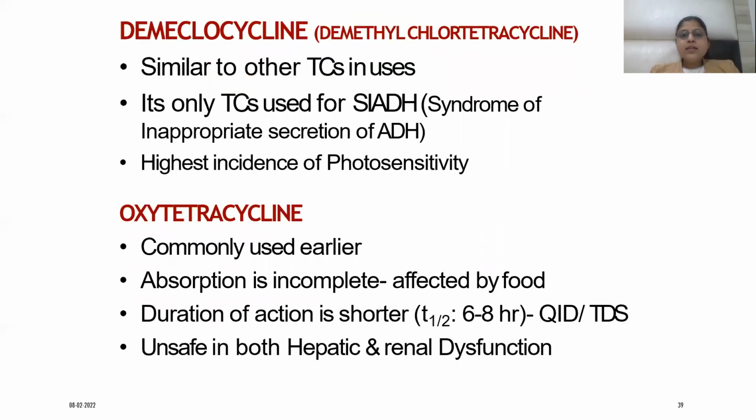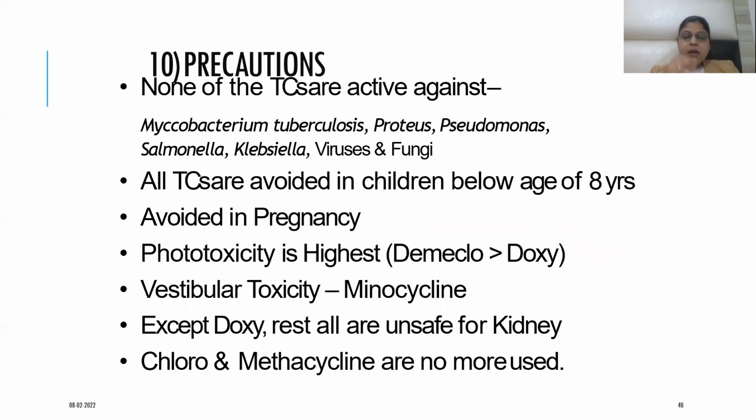Demeclocycline is similar to other tetracyclines, but it can be used in syndrome of inappropriate ADH secretion because it inhibits the release of ADH from the hypothalamus. It is highly sensitive to photosensitivity also; it has the highest incidence. Oxytetracycline was commonly used earlier. Absorption is incomplete and affected by food, and the duration is shorter, so 4 times or 3 times a day can be given. This is unsafe in both renal and hepatic dysfunction.